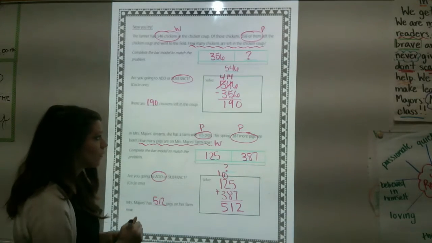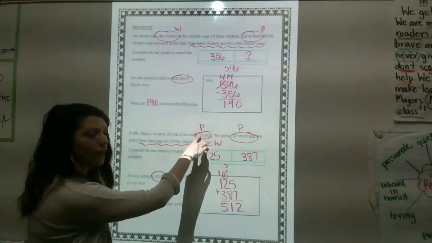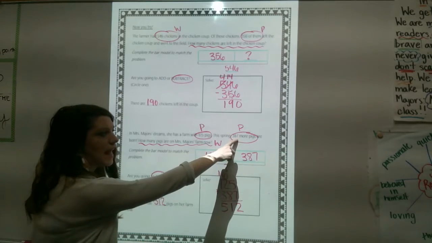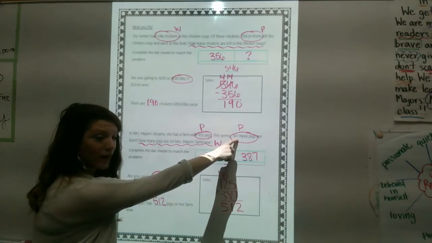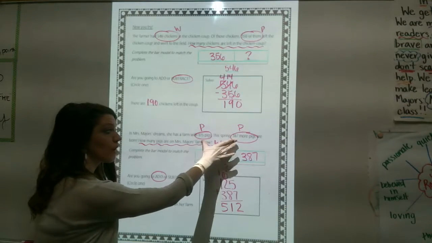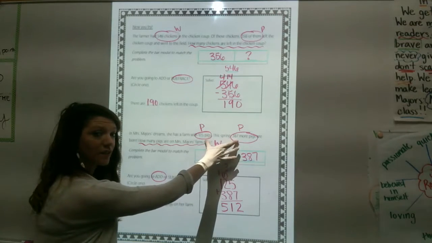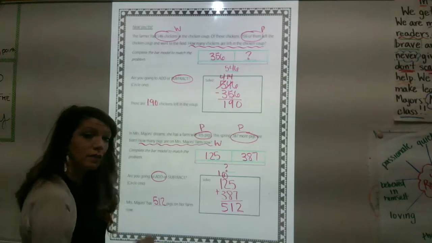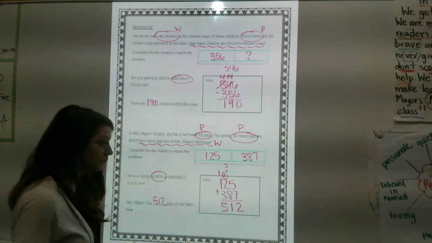And I'm going to ask myself if that's reasonable. I started off with 125, and 387 more came later. So I know my answer is going to be greater than both of these numbers because I had to put these numbers together. So this answer seems reasonable to me.